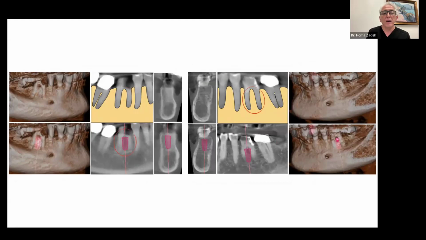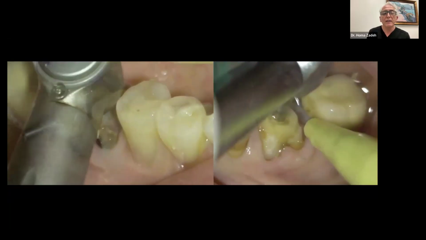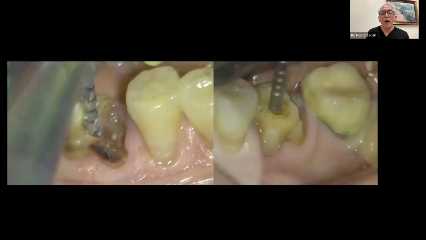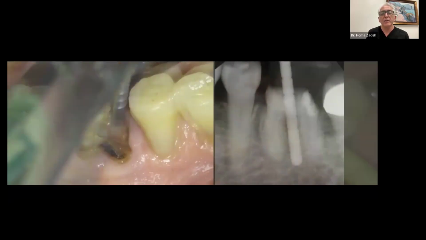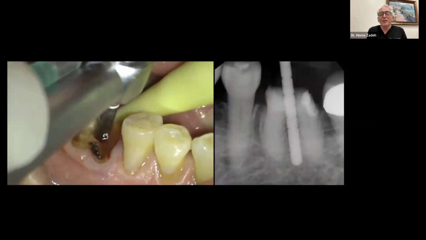We are basically finding that because of the divergence of the roots, we're able to place an implant in the furcation area. And there's adequate bone. I don't go for a super wide or super long implant. So we start by performing the osteotomy right through the furcation of the tooth. You may ask why through the furcation of the tooth? Because the osteotomy is guided by the roots.